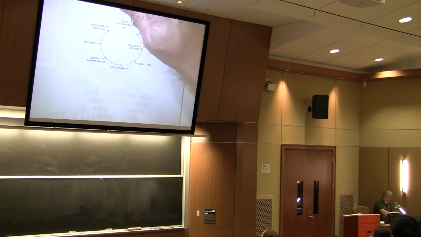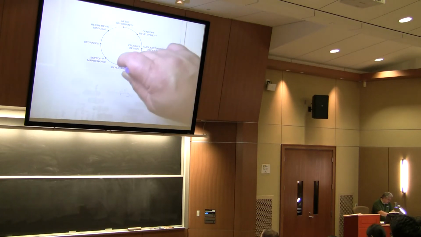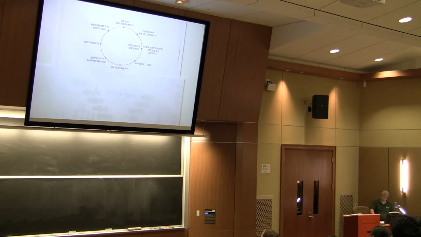So eventually somebody has to come up with the need. What is the need for our entire product and project? Somebody's going to work on the development of that. And then the product design is going to happen at about the same time as the manufacturing design. Then you go into full production and deployment, support, maintenance, upgrades, retirement, disposal. So all of those are different phases of an entire embedded system, or a product associated with an embedded system.